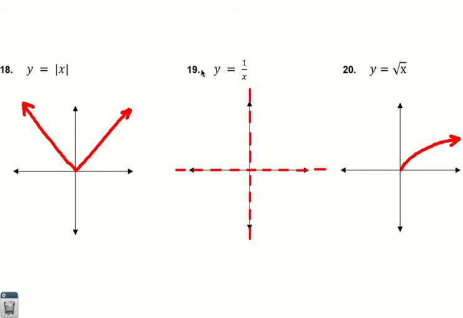Now, it's this graph right here that's actually going to be for bonus points. So you need to know this guy, and all the other ones. But if you know the basic graph of y equals 1 over x, it'll be worth some bonus points on this test.